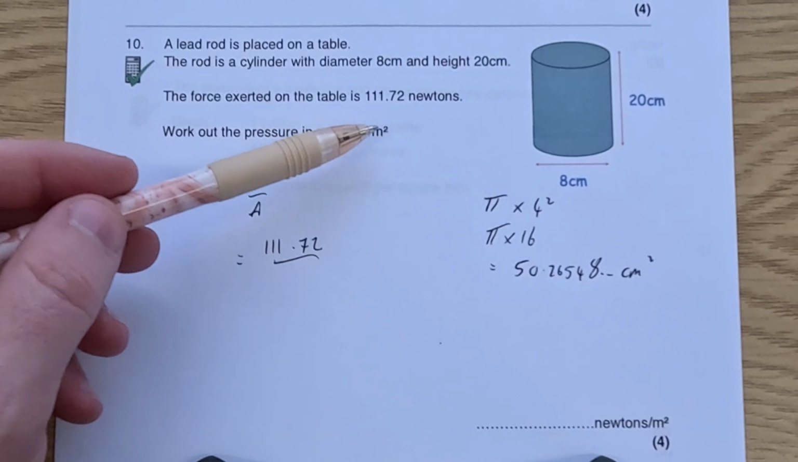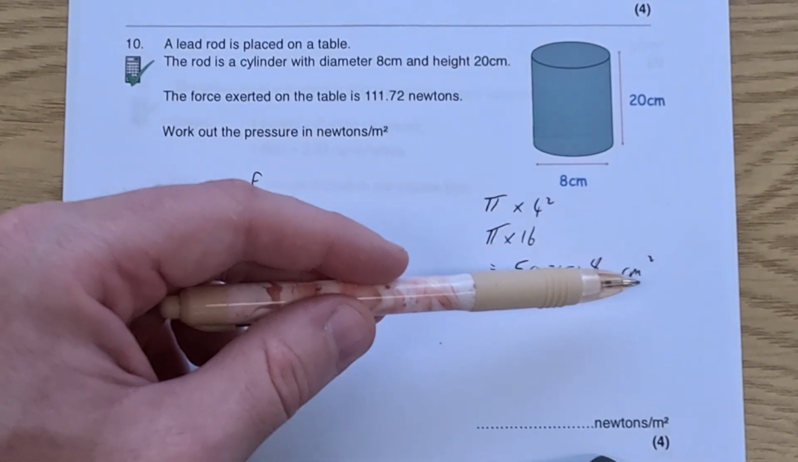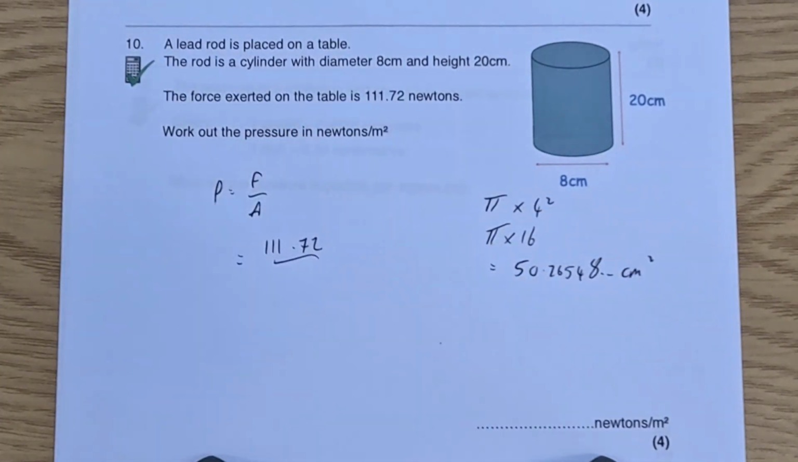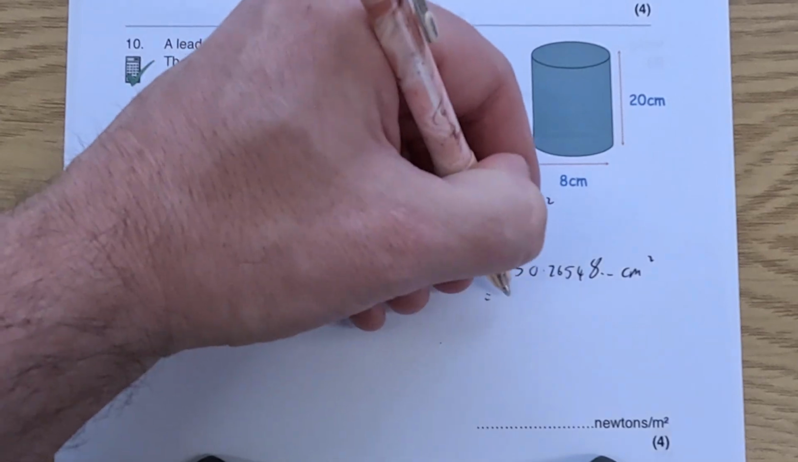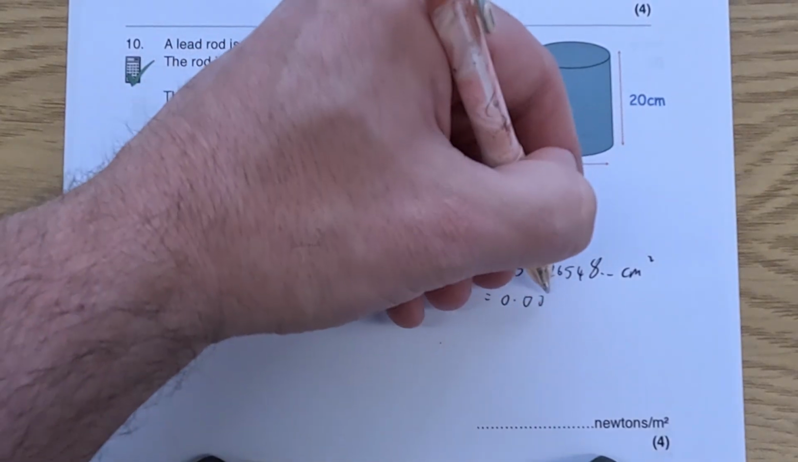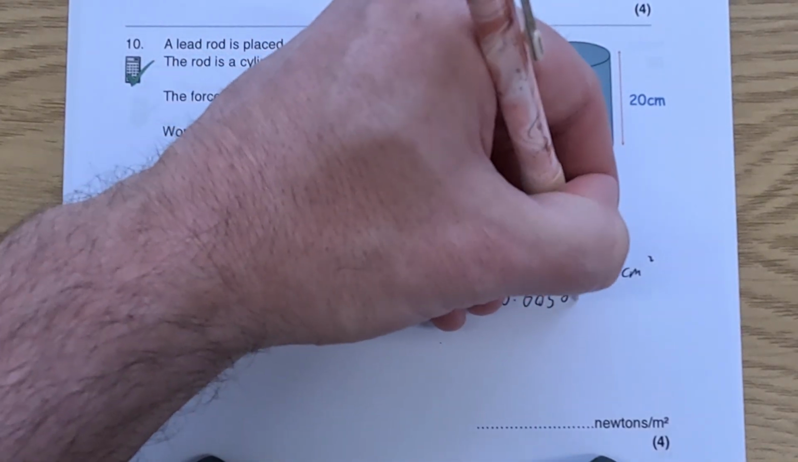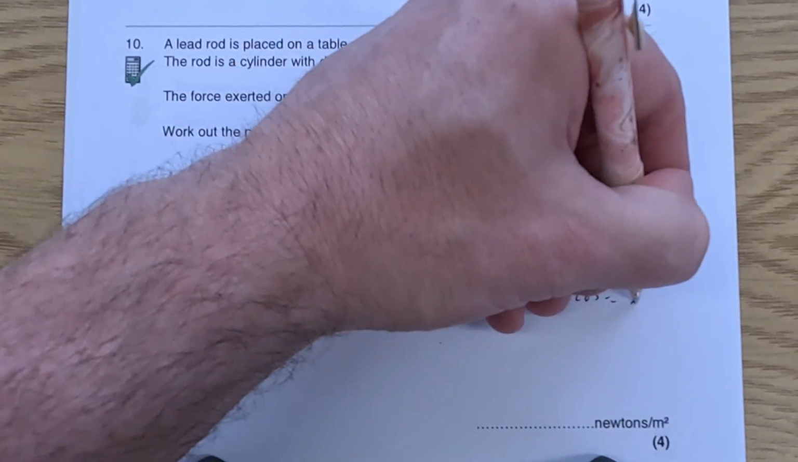Now we want to find the area in metres squared here, so I'm going to convert this from centimetres squared into metres squared. So we're going to divide by 10,000 because we're dividing by 100 and by 100 again. So when we divide by 10,000, we get an answer of 0.0050265 and so on metres squared.